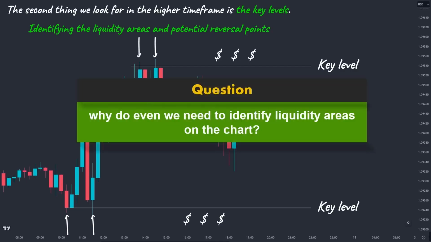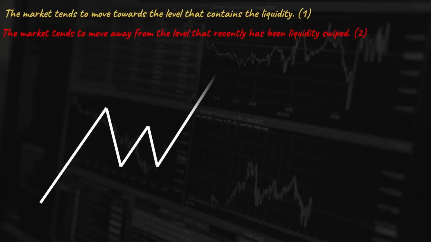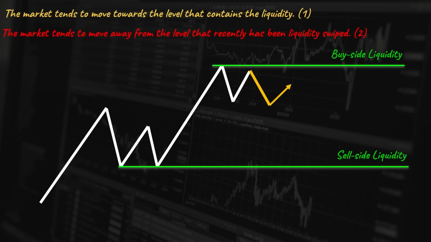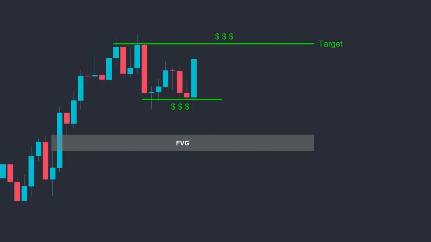Now, why do we even need to identify liquidity areas on the chart? Liquidity is a key factor influencing price movements. The important thing to know is that the market tends to move towards the level that contains the liquidity. On the contrary, the market tends to move away from the level that recently has been liquidity swept. With all being said, grabbing the liquidity before reaching an optimal trading area is another confirmation for the price to make the movements we want to see in the market.